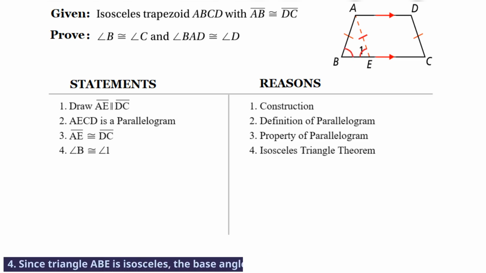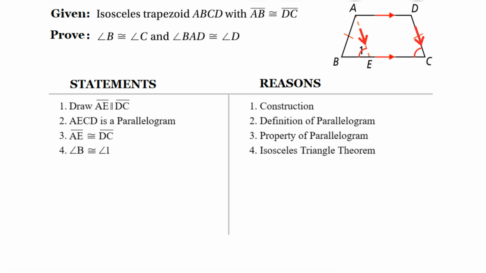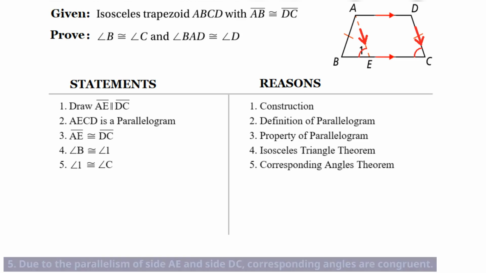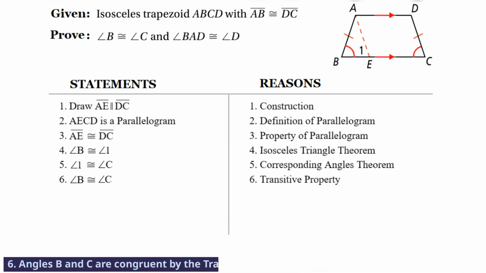4. Since triangle ABE is isosceles, the base angles are congruent. 5. Due to the parallelism of side AE and side DC, corresponding angles are congruent. 6. Angles B and C are congruent by the transitive property.